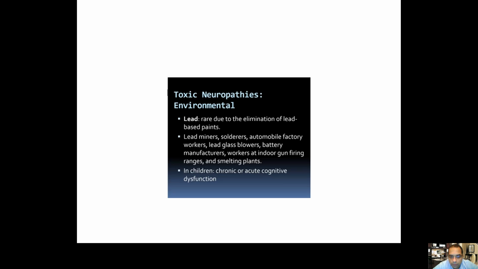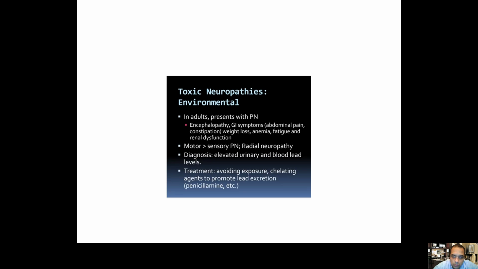And then after many years of lead exposure, they might come with weakness, because lead neuropathy is predominantly a motor neuropathy. Okay, so lead is an important cause. And usually in adults it can produce encephalopathy and GI symptoms like abdominal pain, constipation, weight loss, anemia, and fatigue. This anemia is called sideroblastic anemia, and it can also cause renal dysfunction.